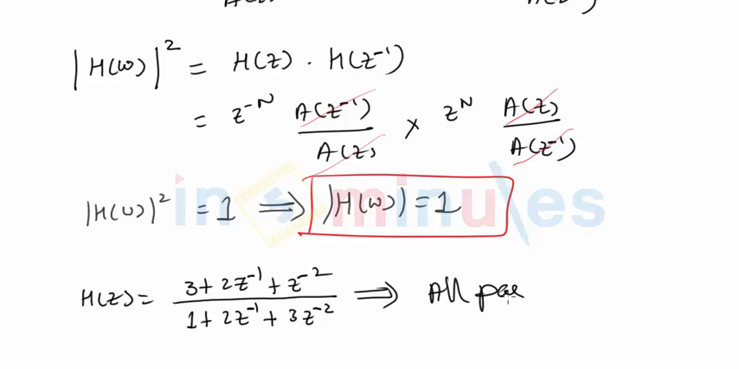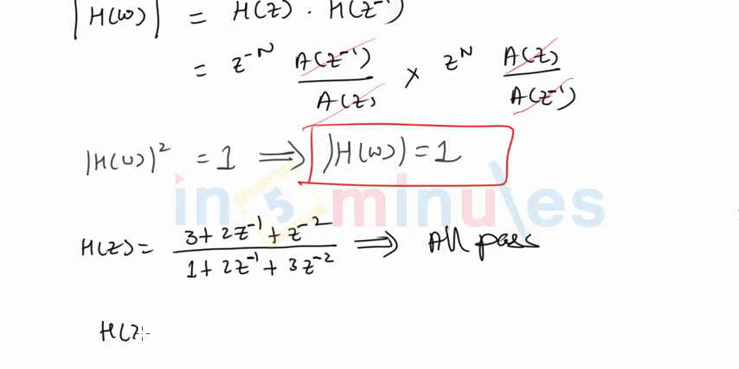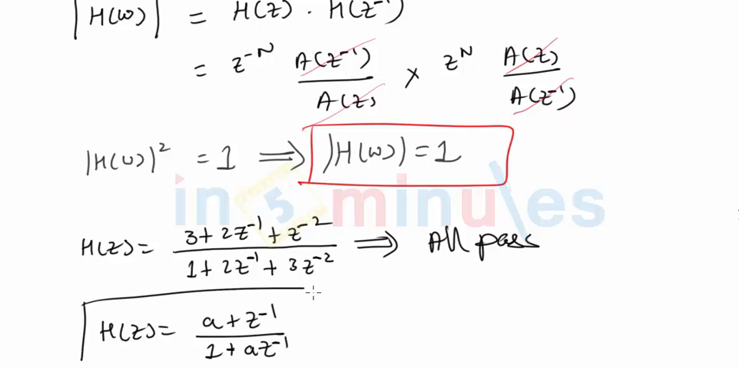So you may not even need to check whether it is all-pass or not by putting z equal to e raised to j omega and by finding mod of h of omega. All you have to look for is the way in which the numerator and denominator coefficients are occurring. So if you want single pole and single zero all-pass filter, then h of z will be nothing but a plus z inverse upon 1 plus a z inverse. This is the simplest form of an all-pass filter.